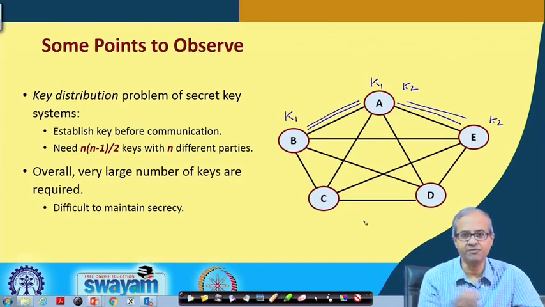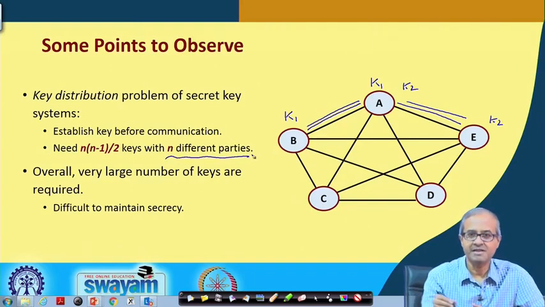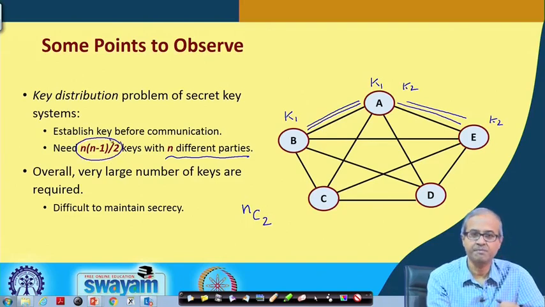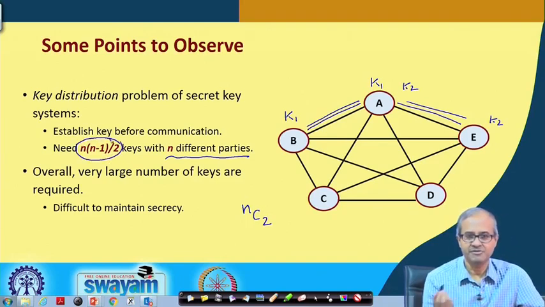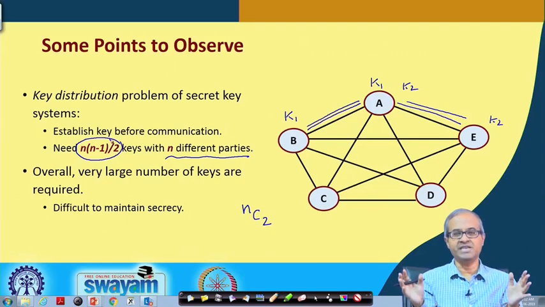So, like this k3, k4, k5, for every pair of sender and receiver, there will be a different value of secret key. So, in general, for n different parties, the number of distinct keys will be n choose 2, nC2, which is nothing but n into n minus 1 by 2. So, as you can understand, as the value of n grows, the number of secret keys that the network has to maintain will grow very large.